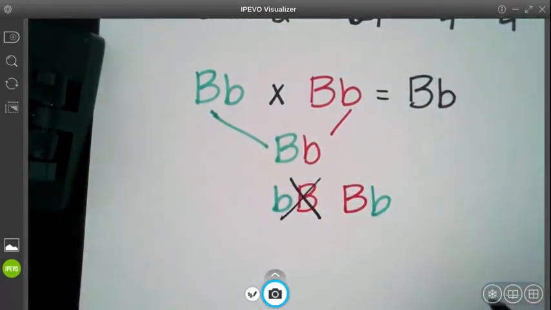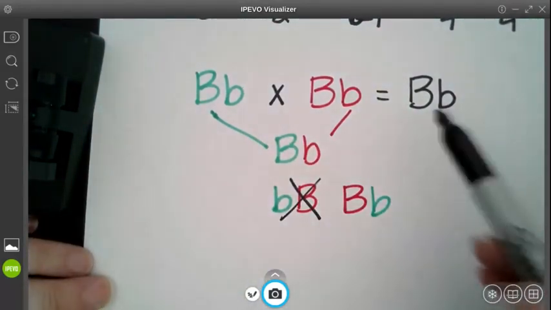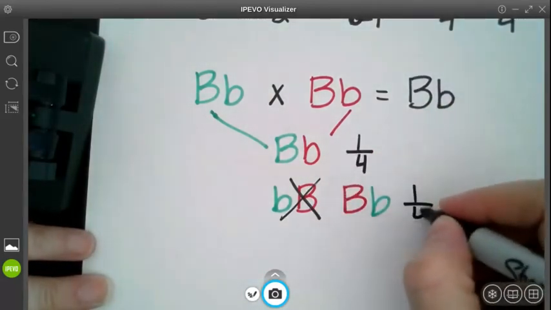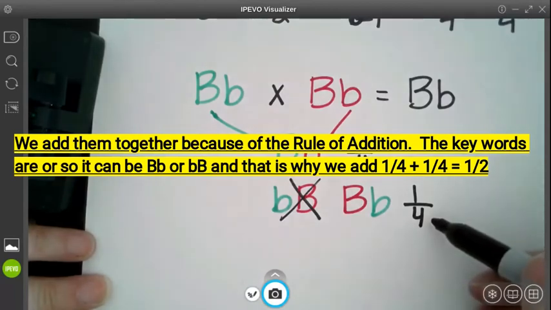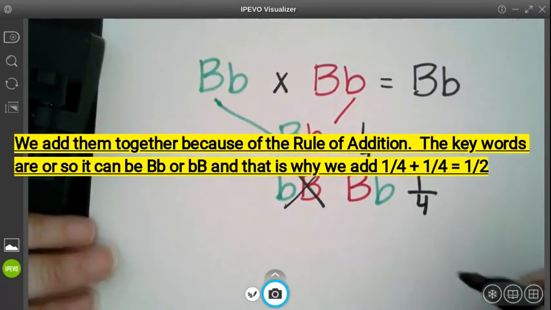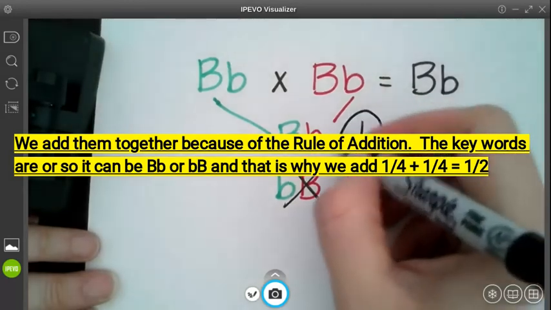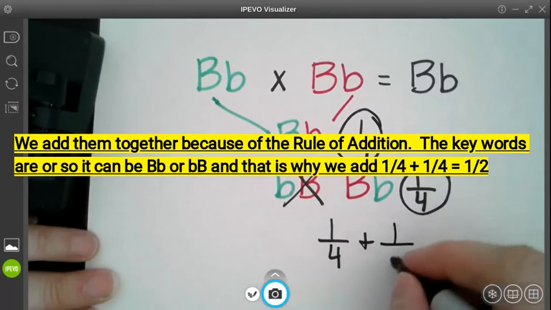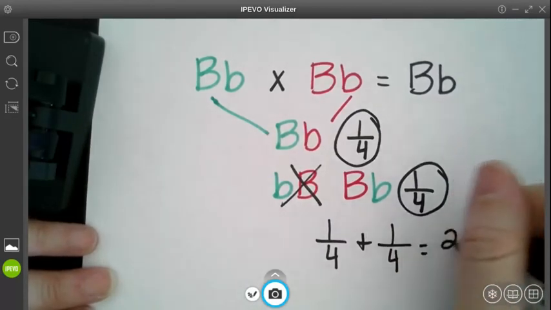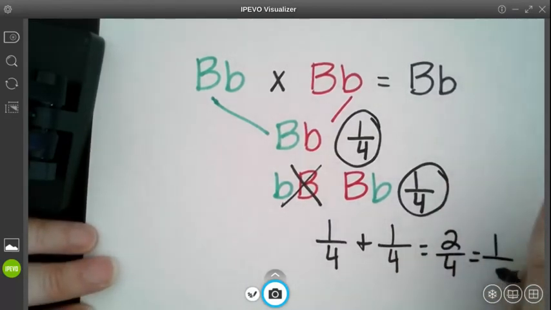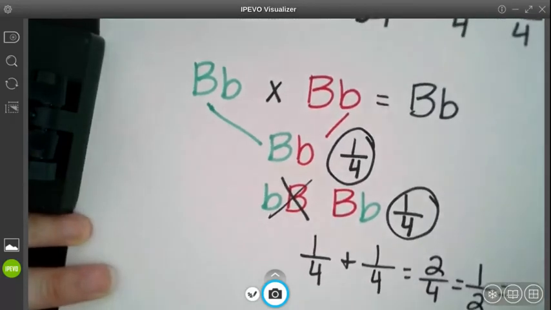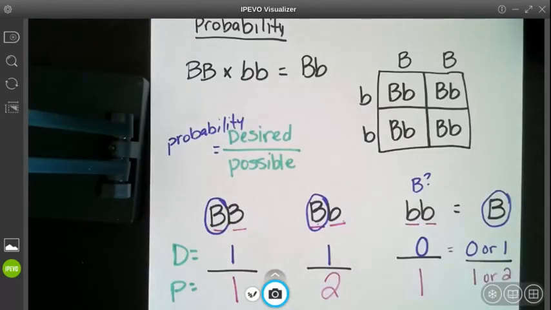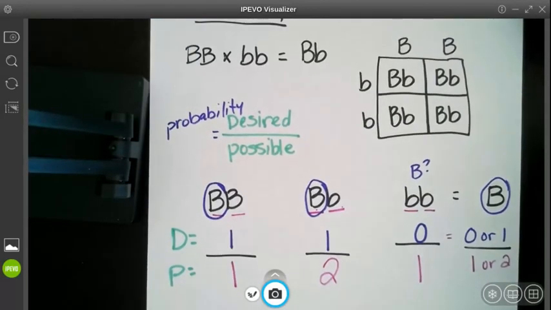So because I can get that combination twice, I take what I have mathematically done and we add them together. So because it can happen this way and this way, we're going to add them. And that is how you get your 1/2 or 50%. This is probability. And this is going to be the framework that you're going to start with.